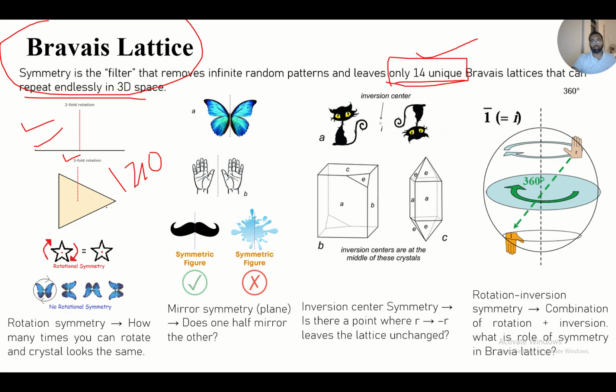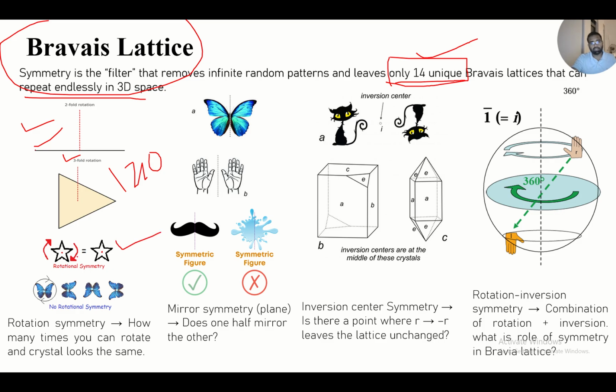Let's say we have a square. If you rotate the square by 90 degrees, every time you will get the same look. That same look occurs at 90-degree rotation. So if you divide 360 by 90, you get four, which means four-fold rotation. In this case, this kind of star also works.